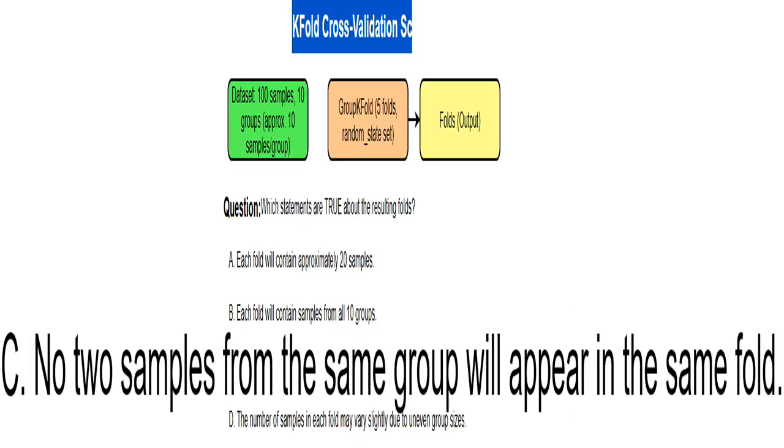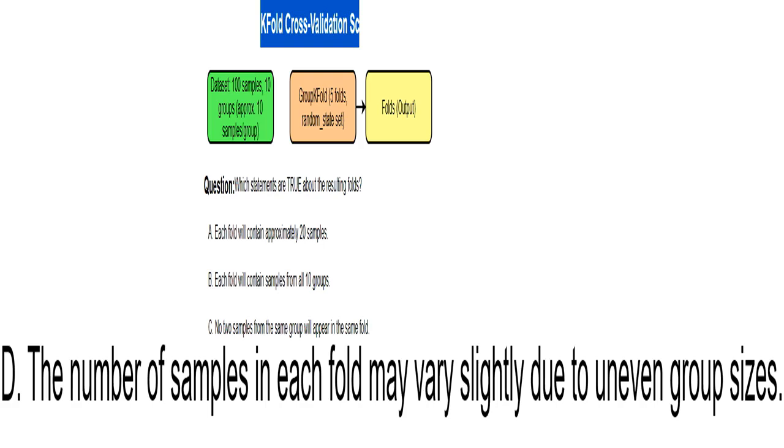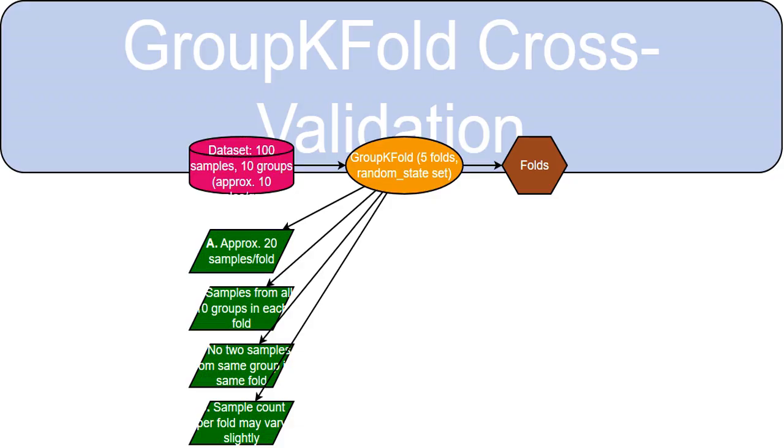This is a core feature of GroupKFold. I absolutely guarantee samples from the same group will always be in the same fold. Since the group sizes aren't perfectly even, around 10 samples per group, some folds may end up with slightly more or fewer samples than others. This is completely expected.